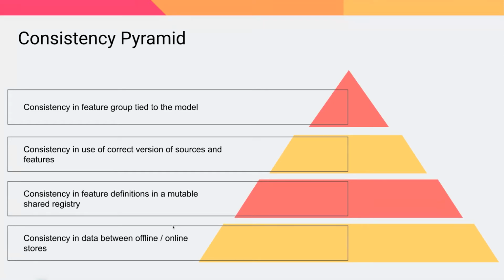This is just like, you have your data warehouse or data lake or whatever offline data store, and then you have your online store because the performance requirements are different. And is the data and the structure of those stores consistent enough so that you can reliably get the same data? The second layer is consistency in feature definitions in a mutable shared registry.